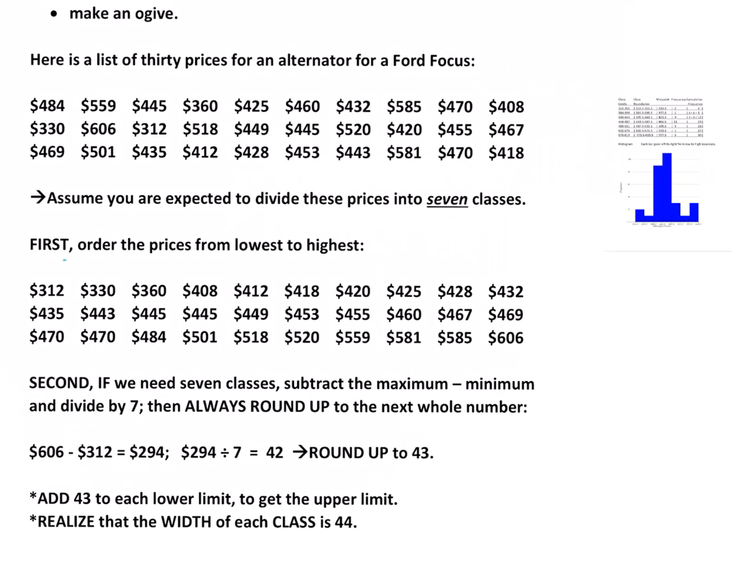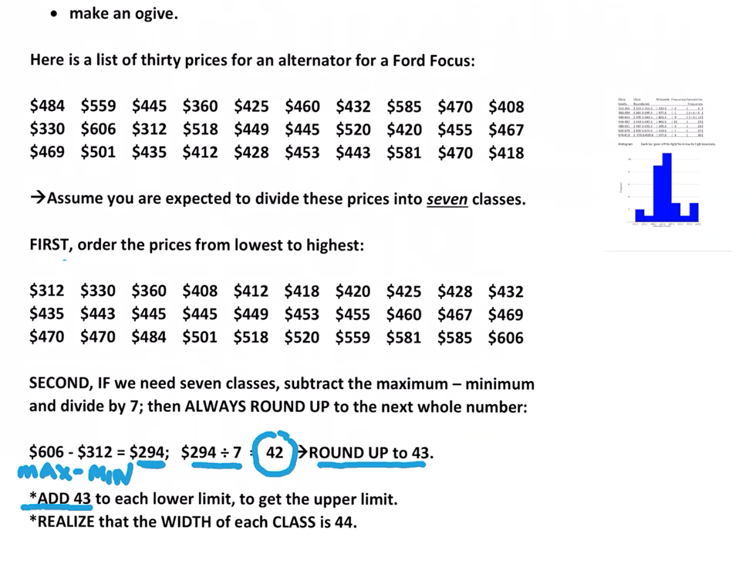What I'm going to do with that number 7 is I'm going to take our maximum minus our minimum. When I subtract 606 minus 312, well, I get 294. I'm going to divide that 294 by 7, and my calculator tells me I get 42. Now, to make sure that all the data fit into the 7 classes we're going to create, please round that up to the next integer, which is 43. 43 is what we're going to add to each lower limit to get each upper limit for each class.